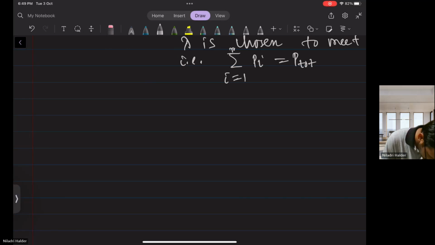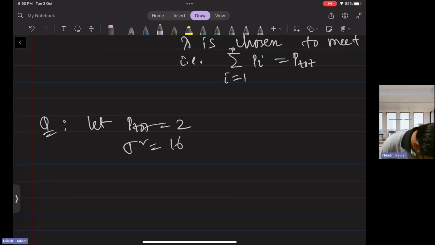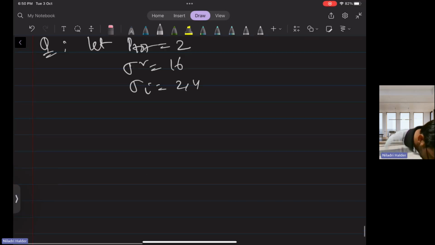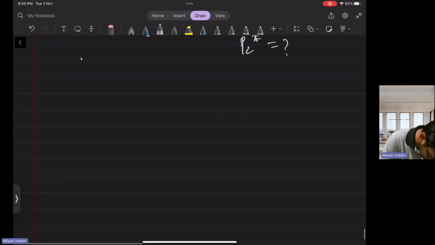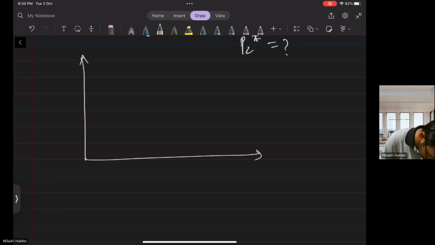The question is that, suppose P total is equal to 2 and sigma square is equal to 16 and sigma I equals 2 comma 4. There are two singular values. So what is the optimal value? What is the P1 star and what will be the P2 star? This is the singular value, so this is mode 1 and mode 2.